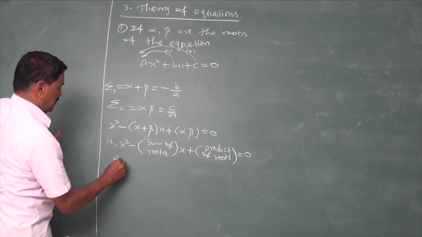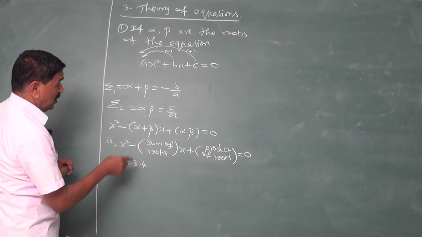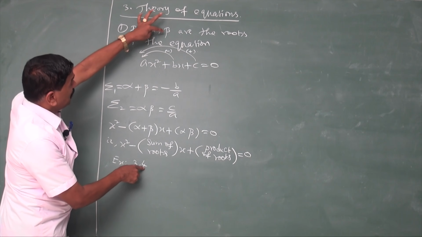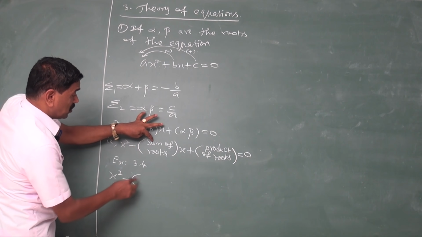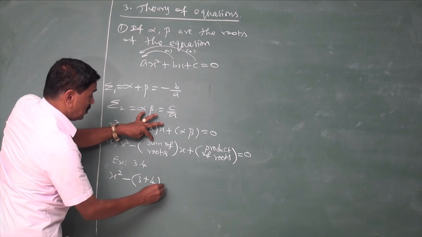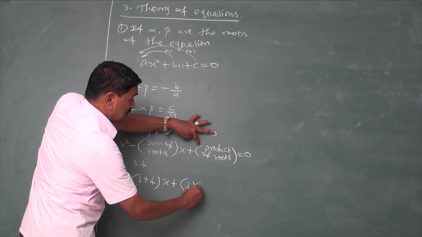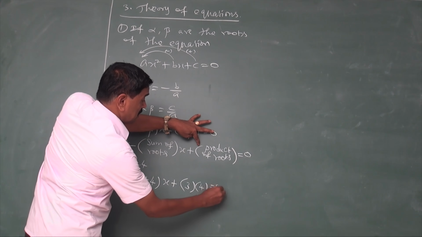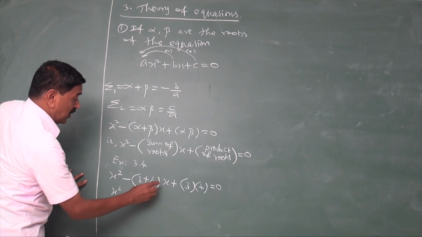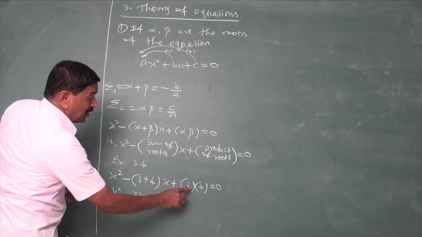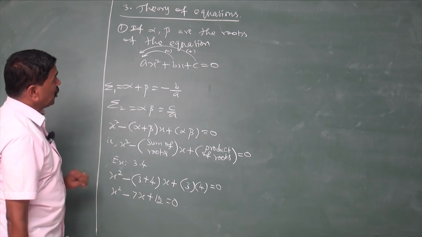See, for example, form the quadratic equation whose roots are 3, 4, where alpha equal to 3, beta equal to 4. Use the formula directly, that is x square minus sum of the roots, 3 plus 4, into x plus product of the roots, first root 3, second root 4, which is equal to 0. On simplification, x square minus 7x, since 3 plus 4 is 7. Here 3 4s are 12, so plus 12, which is equal to 0. So which is the required quadratic equation.